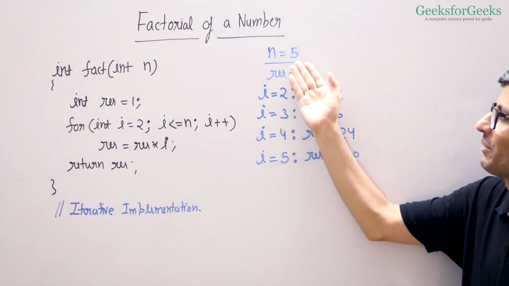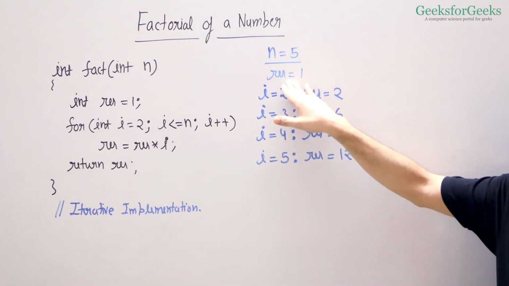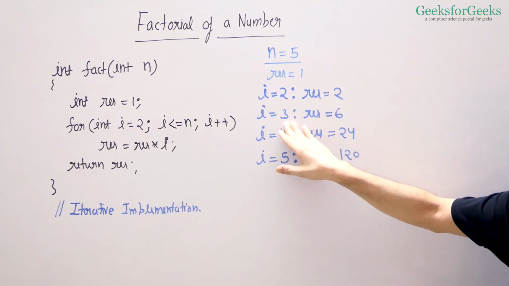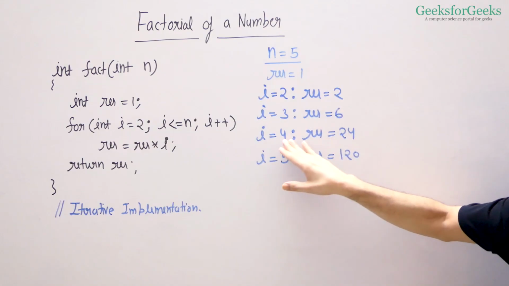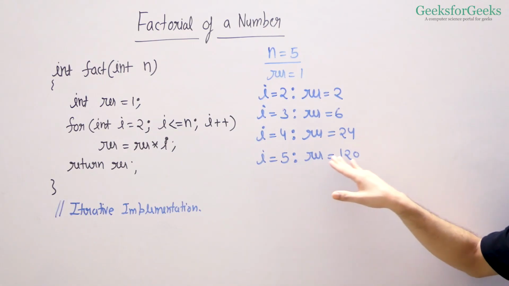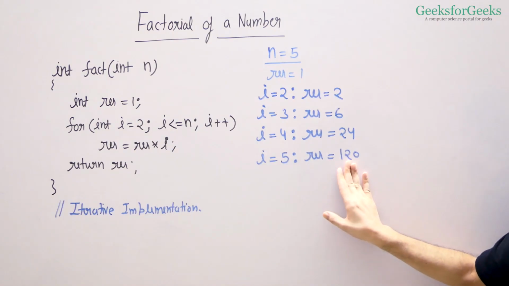And if you see this example n equal to 5, we have initially result as 1. When i is 2, result will become 1 into 2. For i equal to 3, result will become 2 into 3. For i equal to 4, result will become 6 into 4. For i equal to 5, result will become 24 into 5, 120.